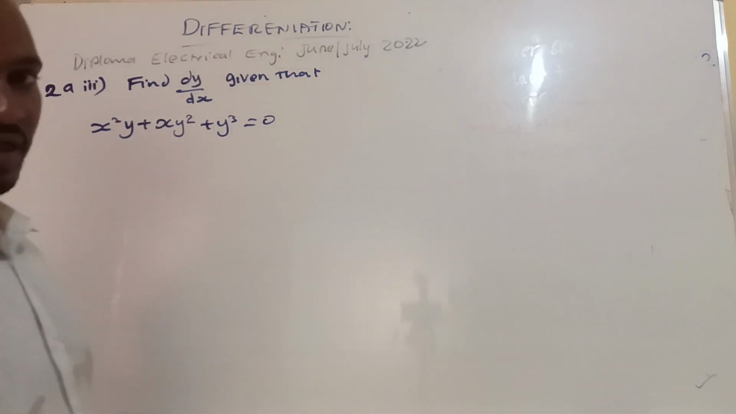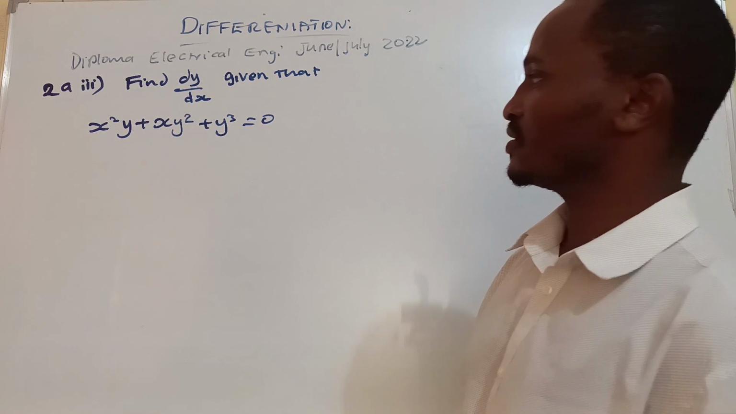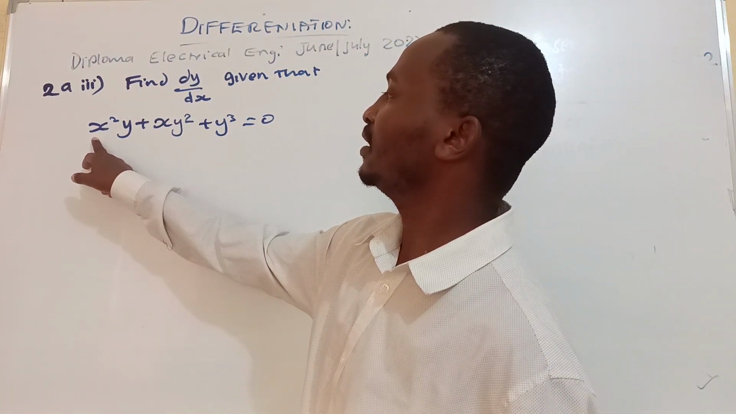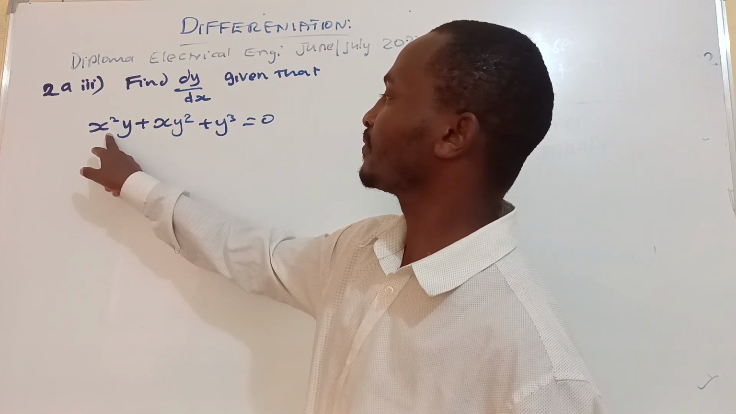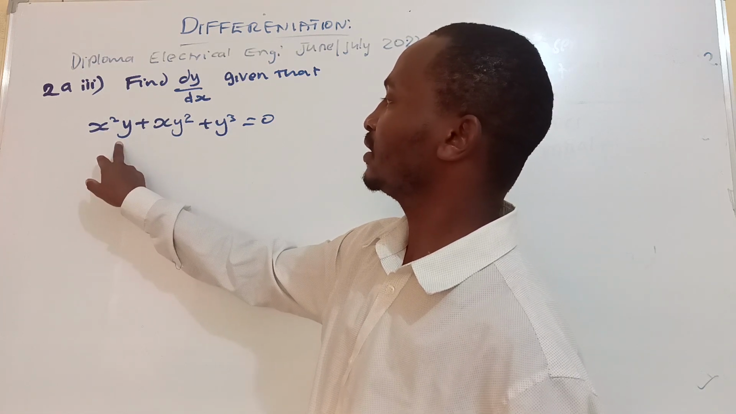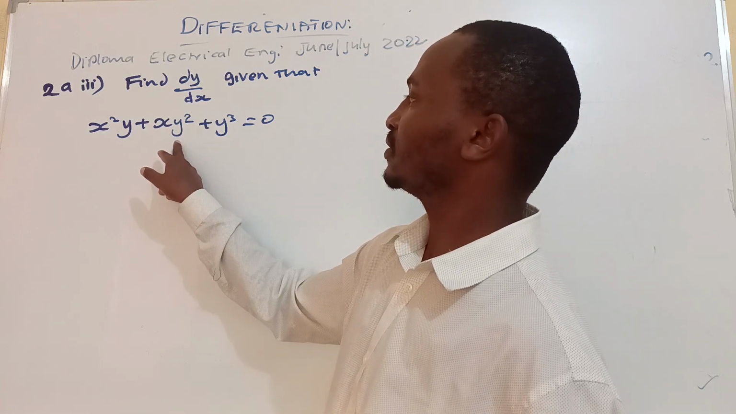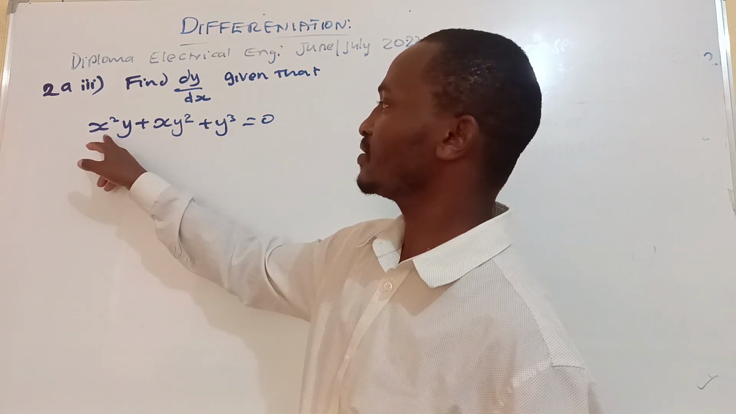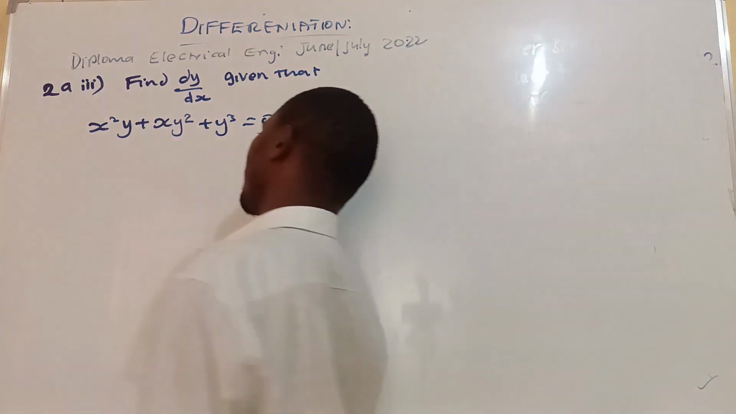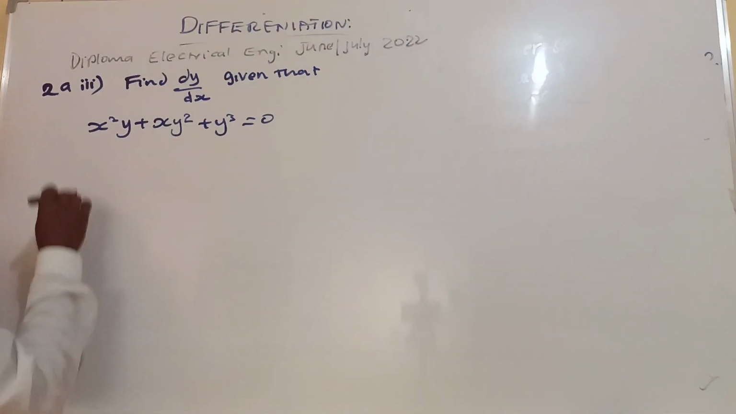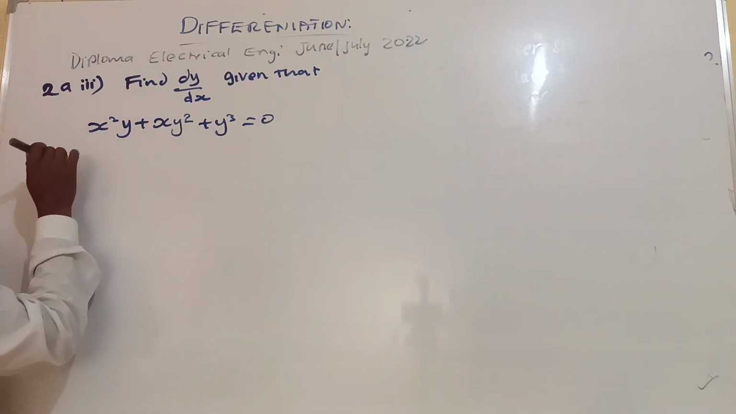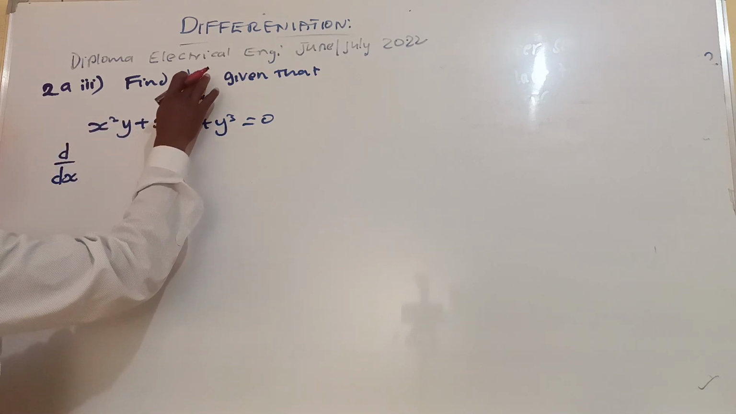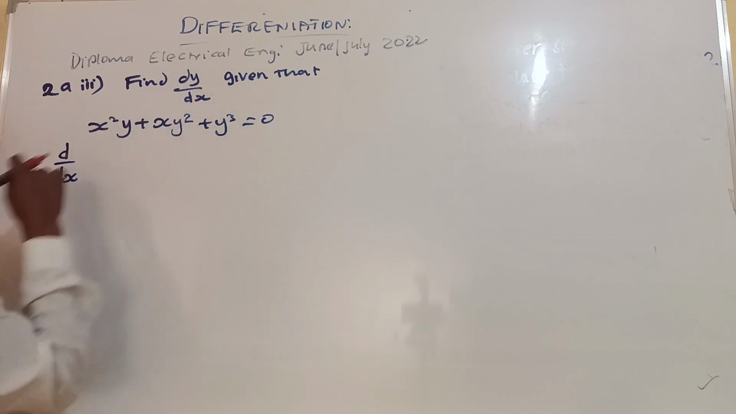Is it possible to separate all y's on one side, all x's on one side? If you factor out x, you'll be left with an x squared, with an x here. If you factor out y, you'll be left with a y here. So for this one you can take it to the other side, yes, there is no problem. But again for this one, you will not be able to completely separate them. For that reason, we are going to differentiate it. It will be the derivative with respect to x. Because you are told to find dy/dx, we are going to differentiate with respect to x.